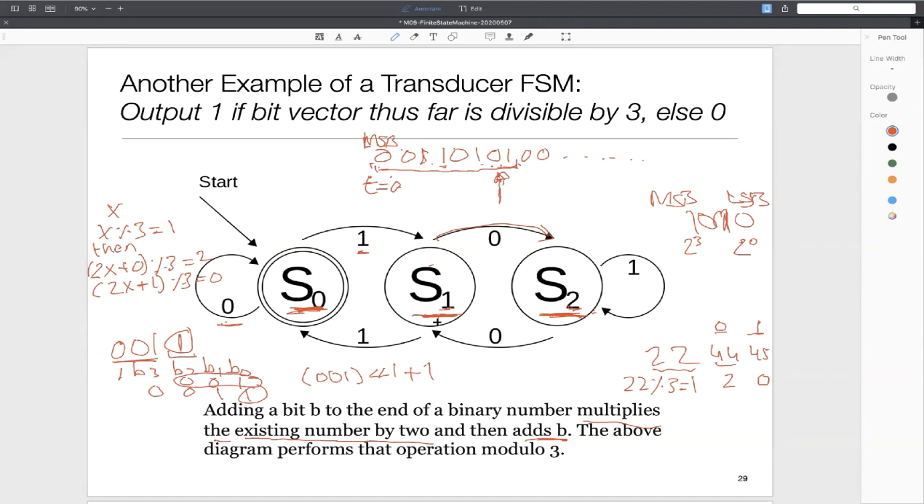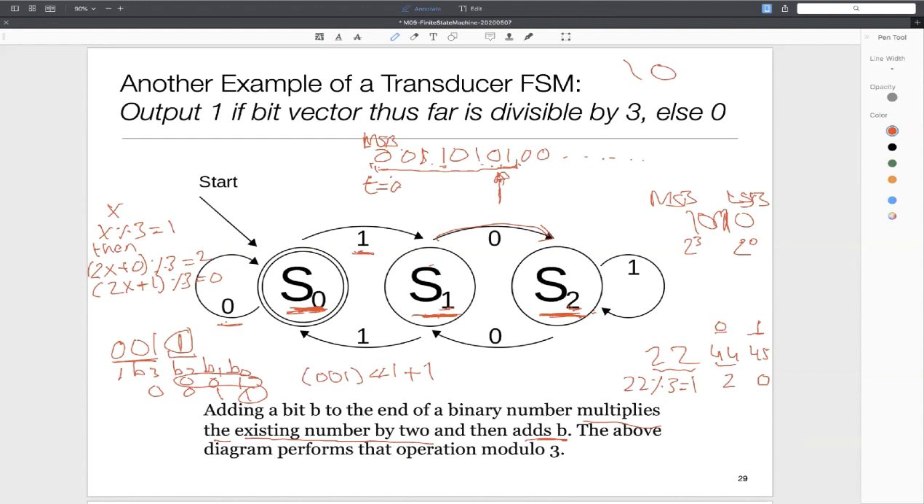I'm a little bit confused as to how a bit vector of 1, 0 is divisible by 3. Can we just go over that one again? Okay, so let's say I'm starting with nothing. You tell me the input, and then we are going to work through it. So what are the bits we are receiving? First we receive a 1, and then we receive a 0. Okay, so we start out in state S0. Since we have not received any bits, the number is 0, so it's divisible by 3.